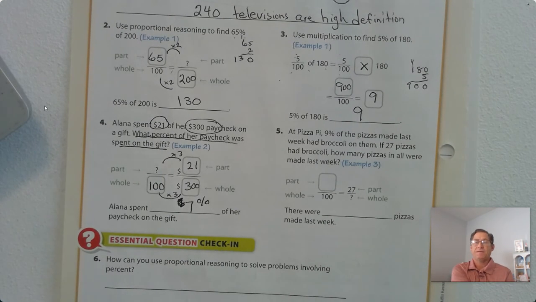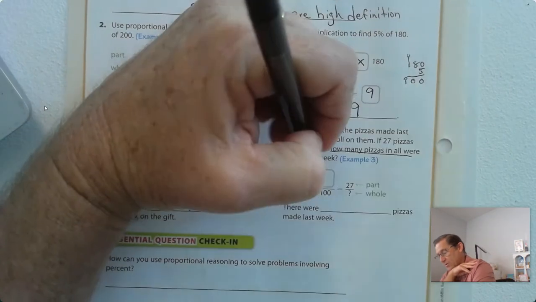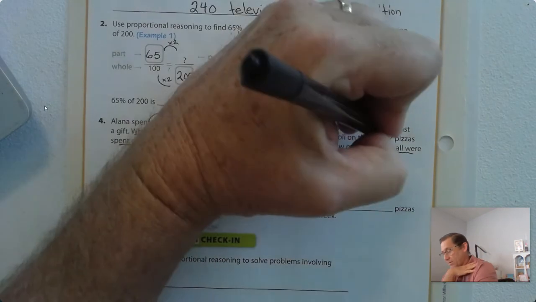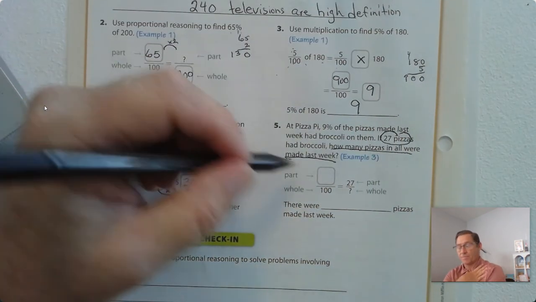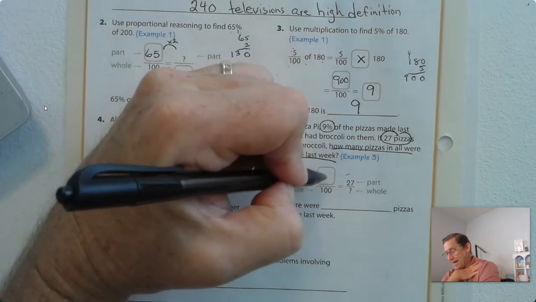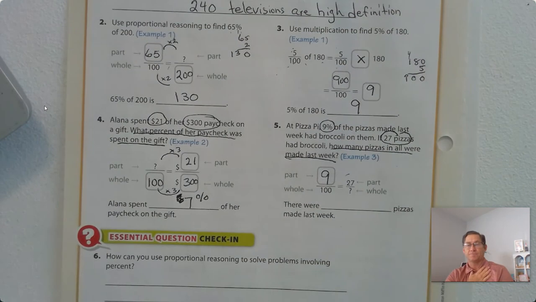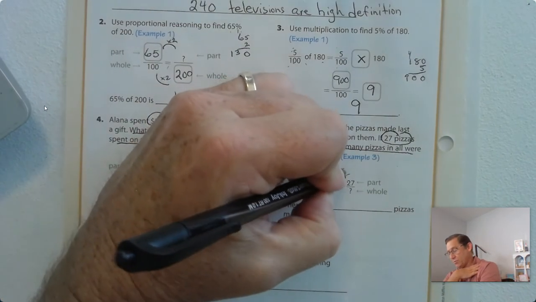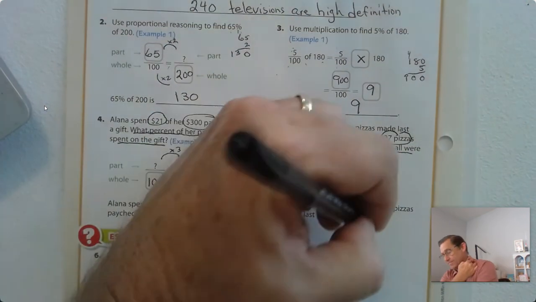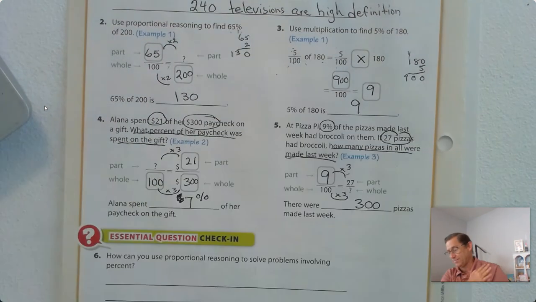All right, a pizza pie. 9% of the pizzas made last week had broccoli on them. If 27 pizzas had broccoli, how many pizzas in all were made? How many pizzas in all? Okay, so that's telling me I have to find the whole number of pizzas made. 27 tells me the part. 9% tells me 9 out of 100. Okay, well, how do you go from 9 to 27? Multiply by 3. So 100 times 3. They made 300 pizzas last week.